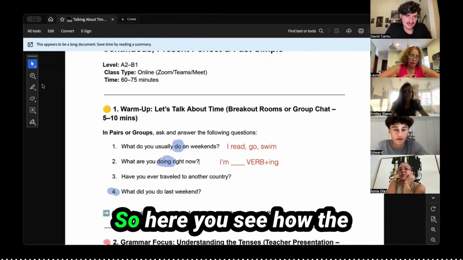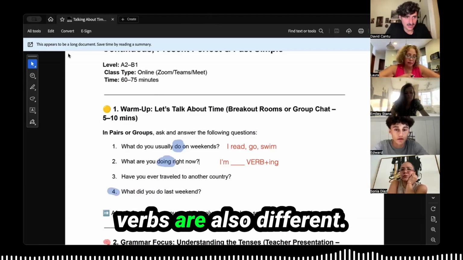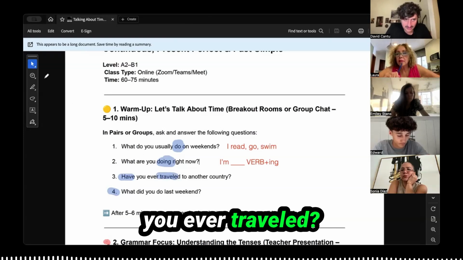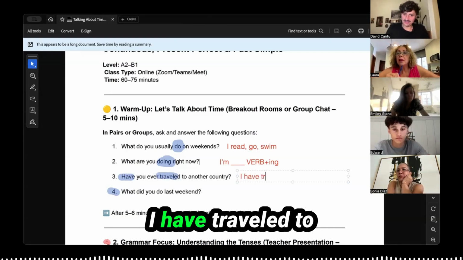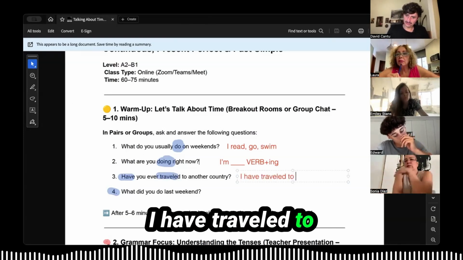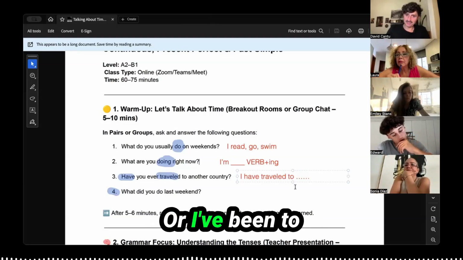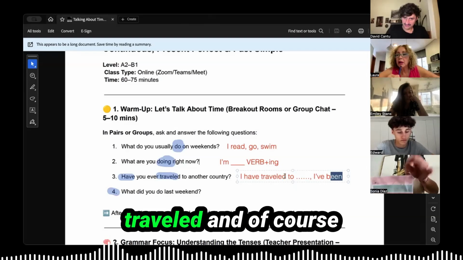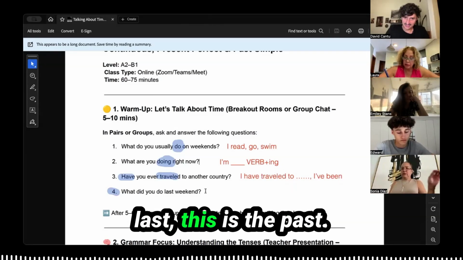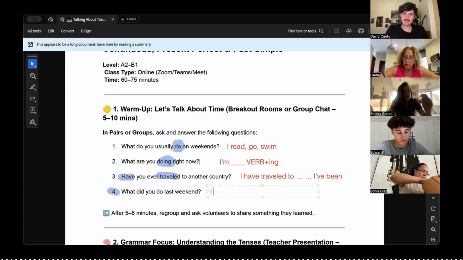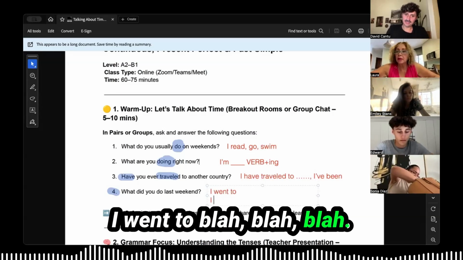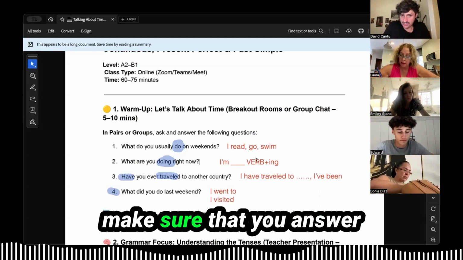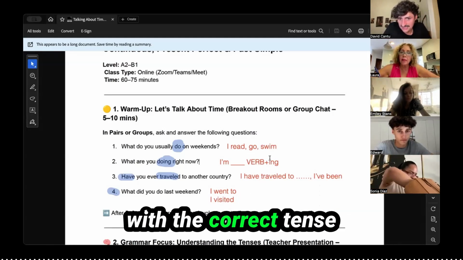Good. So here you see how the verbs are also different. It's have you ever traveled? I have traveled to blah, blah, blah. Or I've been to many countries. I have been, I have traveled. And of course, this is the past. I went to blah, blah, blah. I visited. This is the past. So make sure that you answer it with the correct tense.